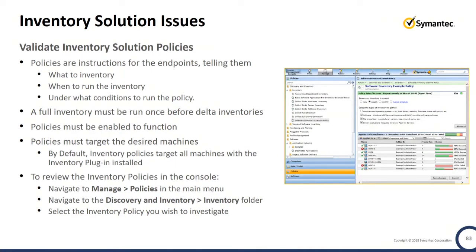Validate your policies. Make sure they actually work. Dig into them. Go into the advanced tab. Go into the selections that you selected for all the different data classes. Okay, make sure they're targeting your desired machines. These are, again, obvious things, but we forget a lot of stuff.